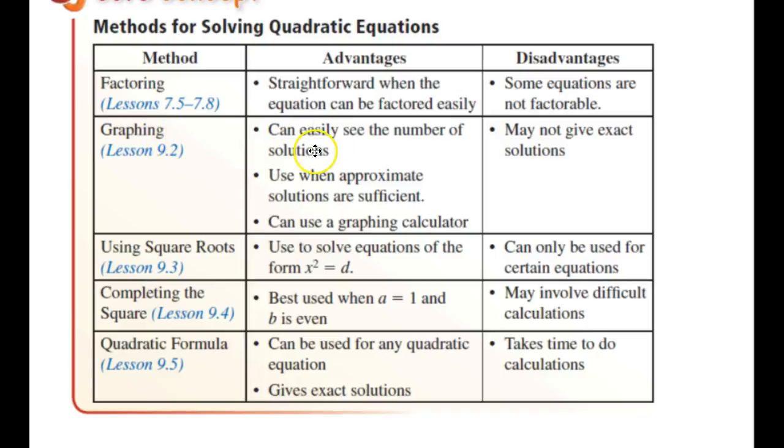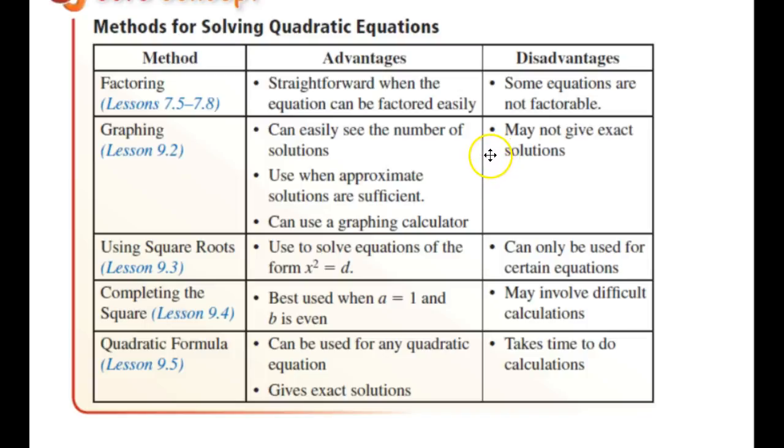The second method we tried was graphing. So when I graphed it, I could see the number of solutions. When approximation is good, then I can go ahead and use my graphing. And another thing is I can use a graphing calculator or Desmos to help me with this. So the disadvantage here is it won't necessarily give us exact solutions.